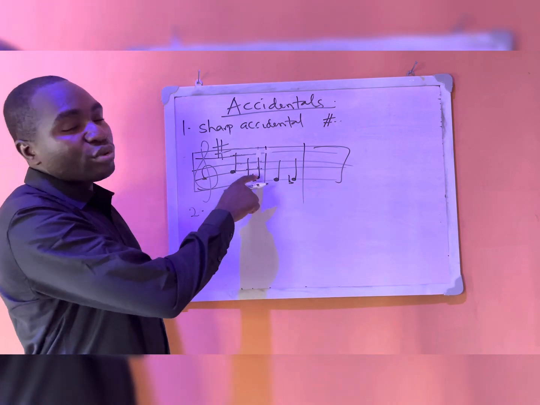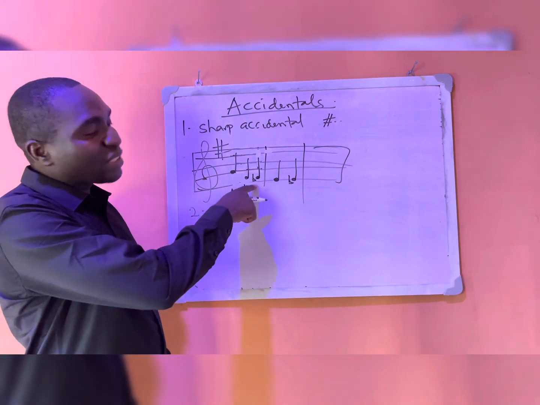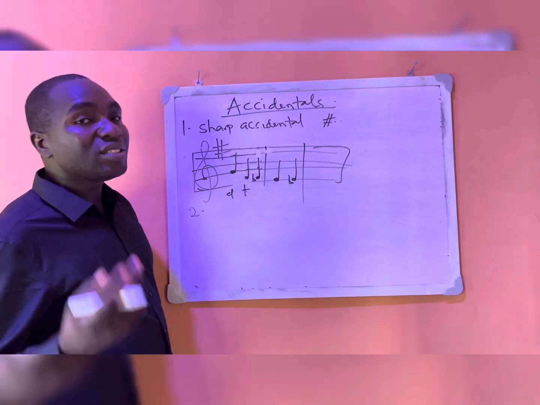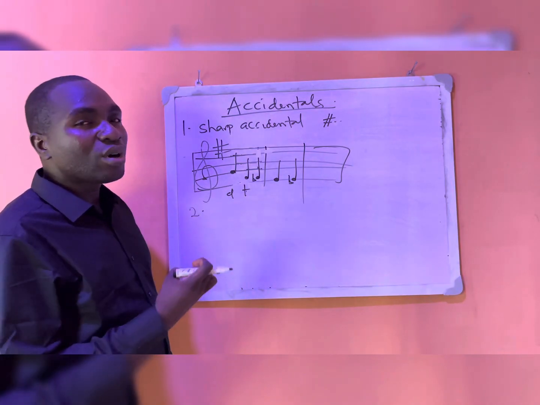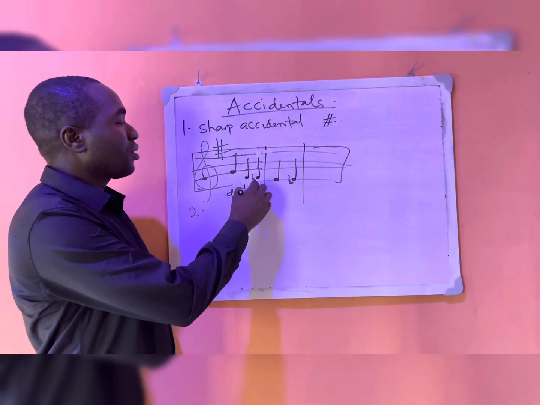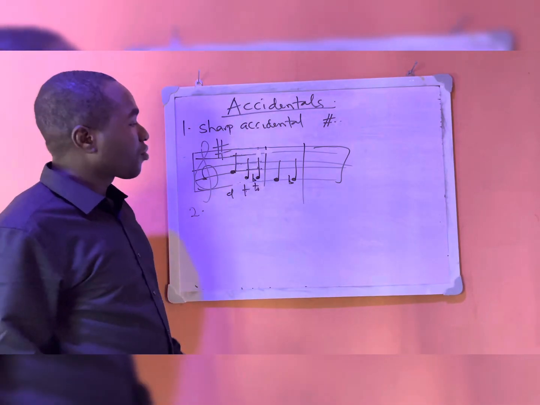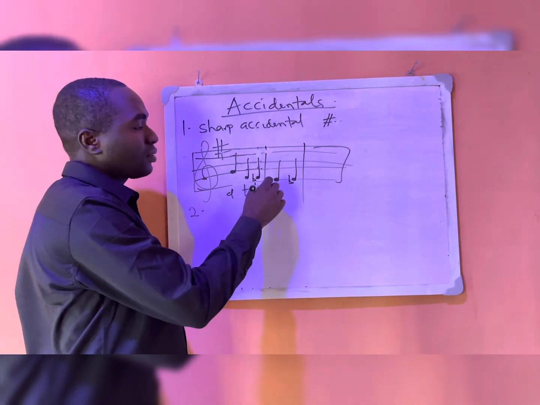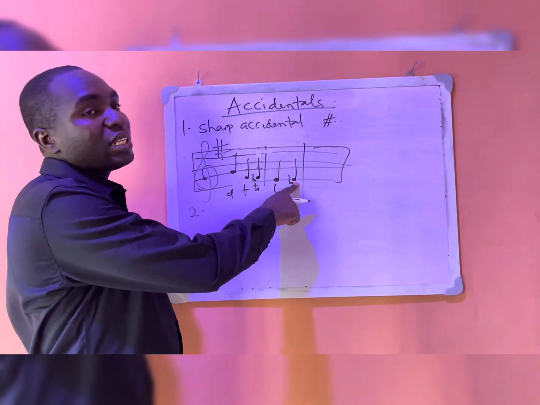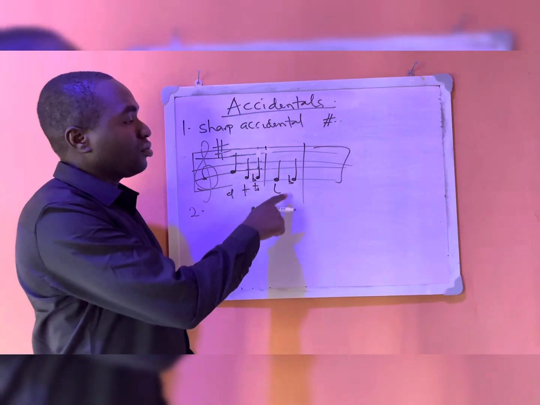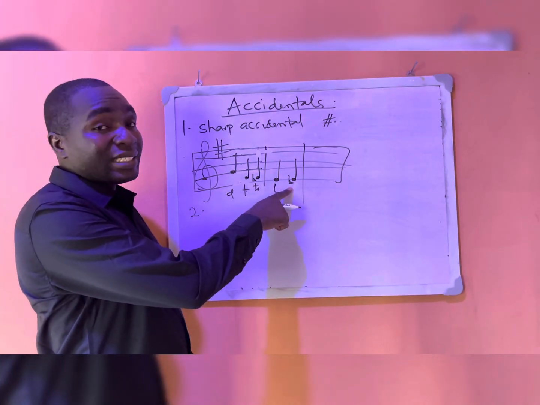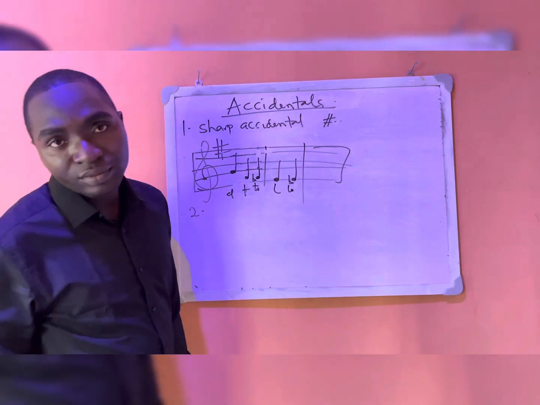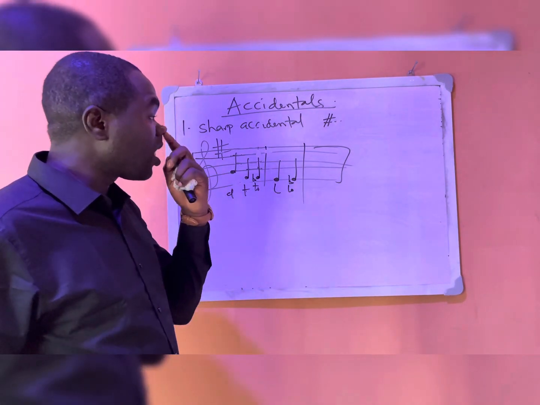Now, this is also supposed to be a ti, but an accident has occurred. What type of accidental? Flat accidental, thereby reducing our ti to te. So we have te. Then here we have la. Do, ti, la. Then this is supposed to be la too. Then we have a flat accidental. So it becomes le. So that's what flat accidental does.